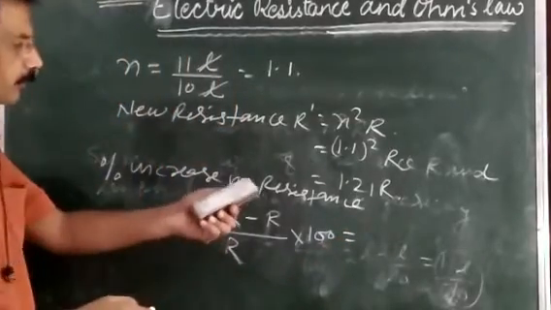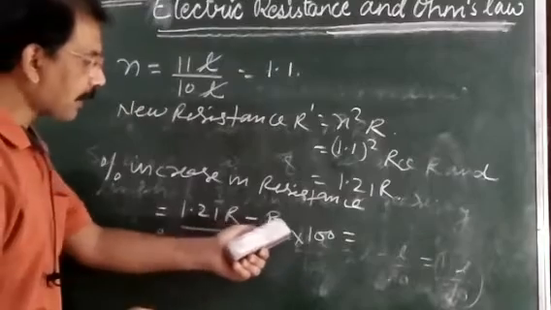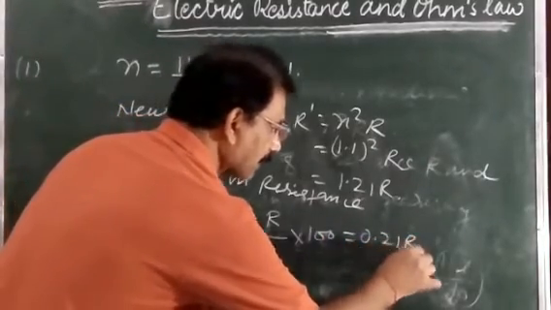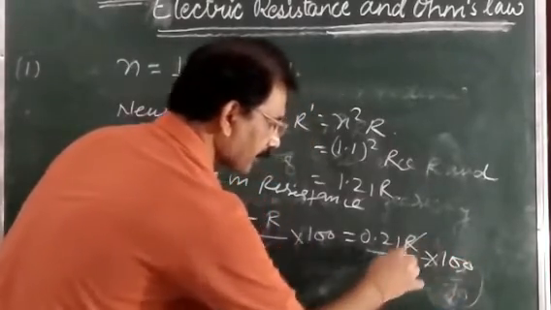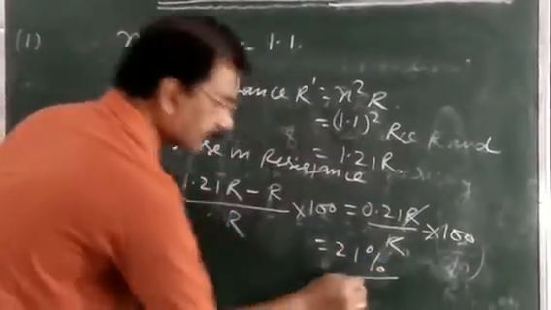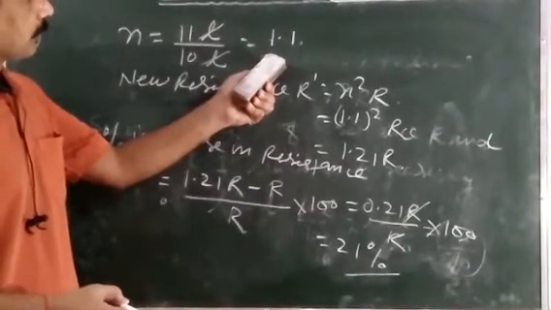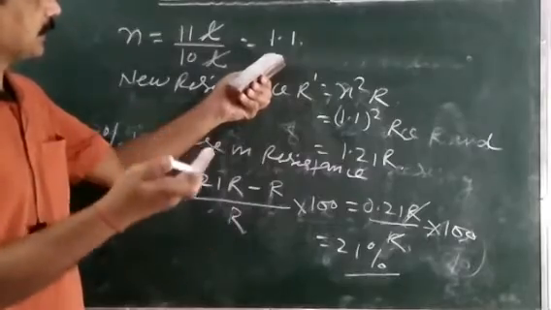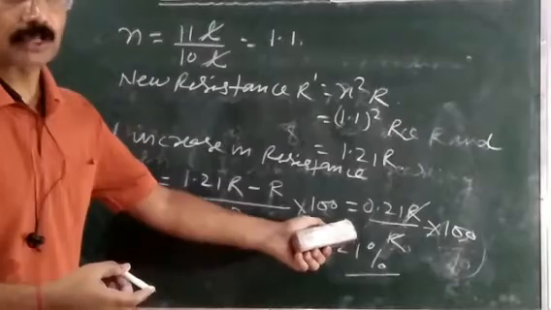And I hope all of you know how to find the percentage change. So 1.21R minus R, so you will get 0.21R upon R into 100. R is cancelled by R, and here you will get 21%. So directly you can find out if a wire's length increases by 10%, then how many percent its resistance increases. So directly by using this concept you can find out the answer.